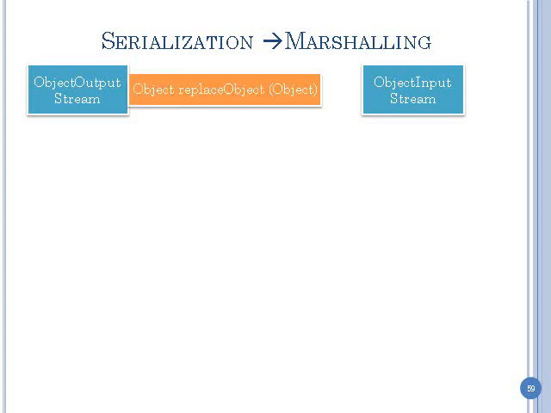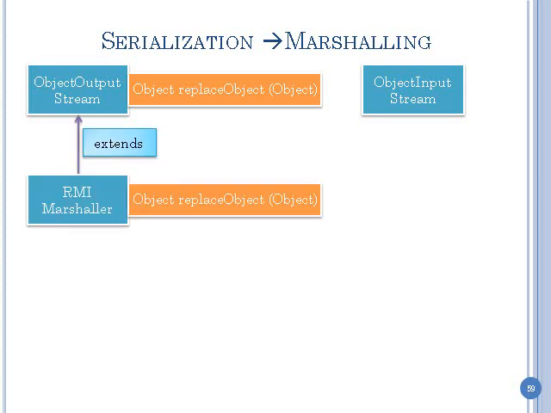ObjectOutputStream has a replaceObject method, which by default just sends back the object. Whatever object it was, it sends it back. And now what can you do to do marshalling? You have an RMI marshaller that overrides the replaceObject method, checks the object, goes through the algorithm and says, is it remote? If so, send the proxy that I have in my table. Else, send the serialized object itself. So just getting into the details, how the architecture works, and how we really see the difference between marshalling and serialization.